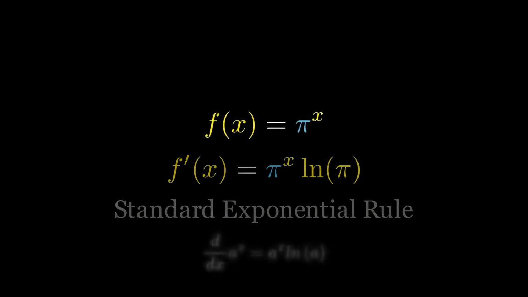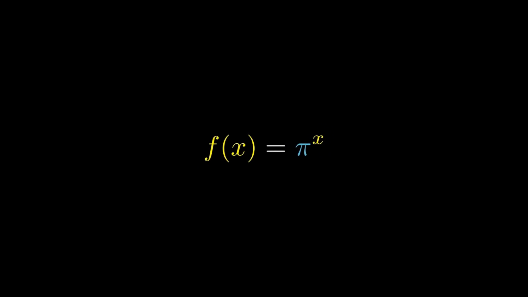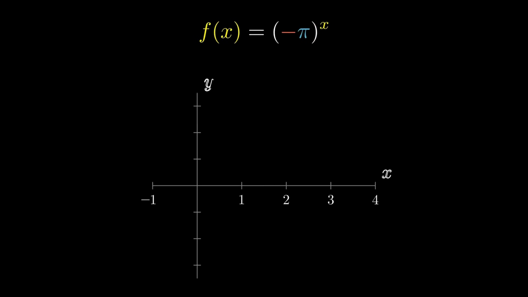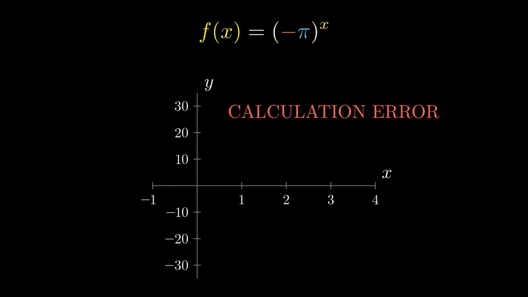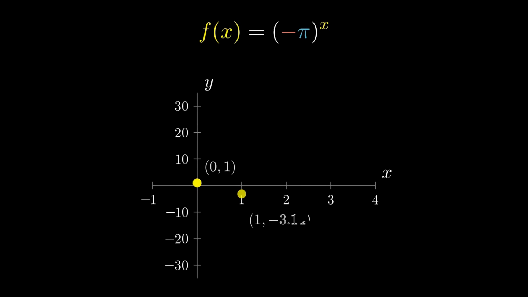But everything changes when a negative sign is introduced, negative pi raised to the x. Suddenly, the usual rules seem to break, because most graphing calculators refuse to plot it. A message appears, calculation error, leaving a blank space where a smooth curve is expected. And yet something still exists. At whole number x values, real outputs appear. 1, negative 3.14, 9.8, and negative 31.